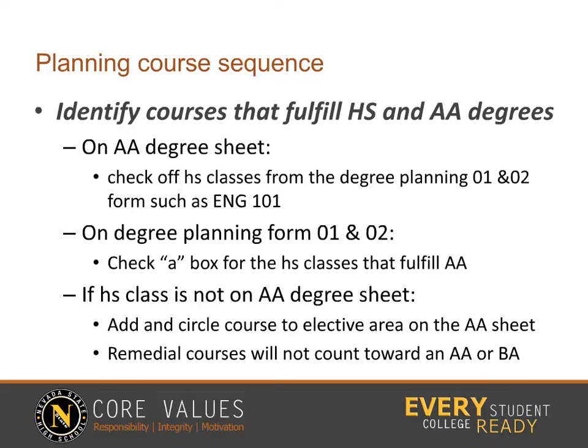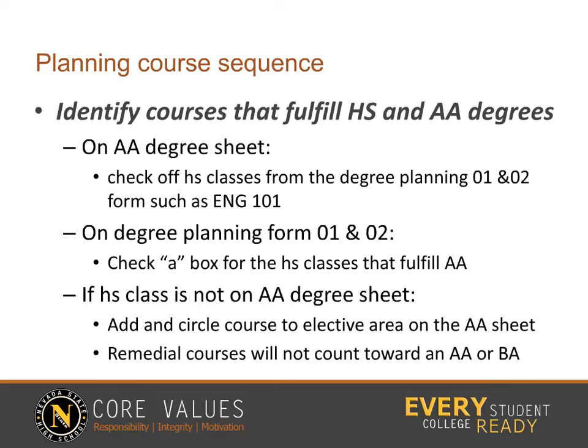If a class is remedial, it will not count for an associate's or bachelor's degree, so you cannot do anything with it. You want to get out of remedial classes as soon as possible, as they are slowing you down in your degree progress. If a class is only needed for high school and does not meet an associate's degree requirement, add it to the elective area of your associate's degree sheet and circle it. You will come back to this in Lesson 3.